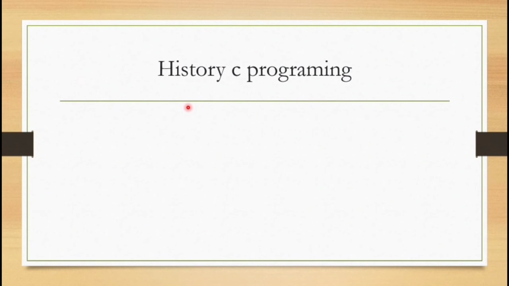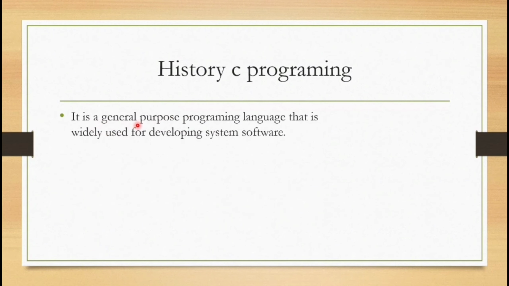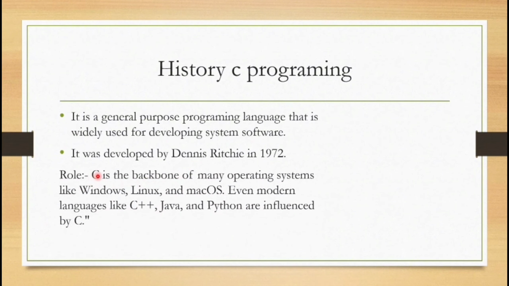History of C programming. It is a general purpose programming language that is widely used for developing system software. It was developed by Dennis Ritchie in 1972. Role of C programming. C is the backbone of many operating systems like Windows, Linux, and Mac OS. Even modern languages like C++, Java, and Python are influenced by C.